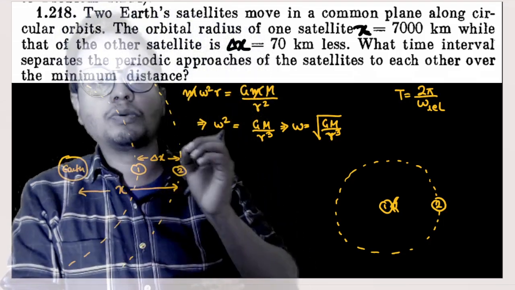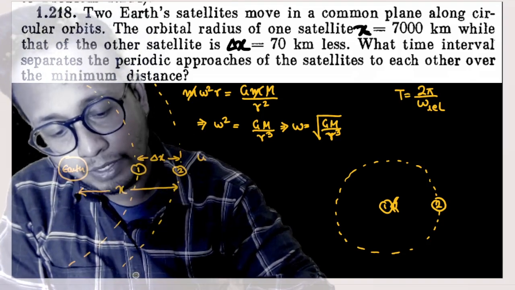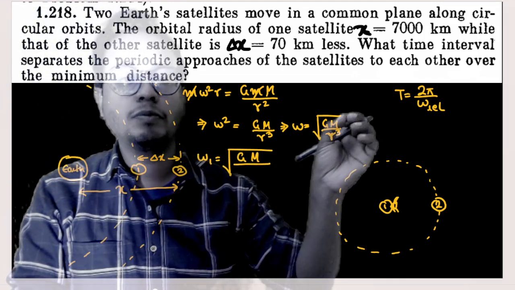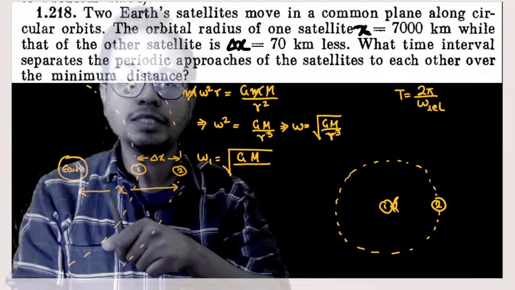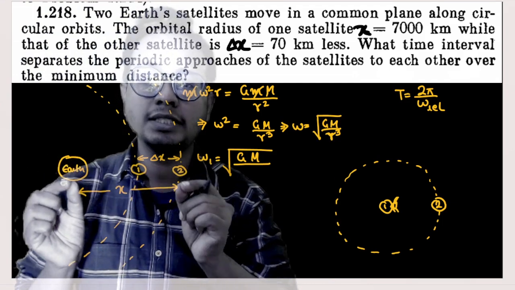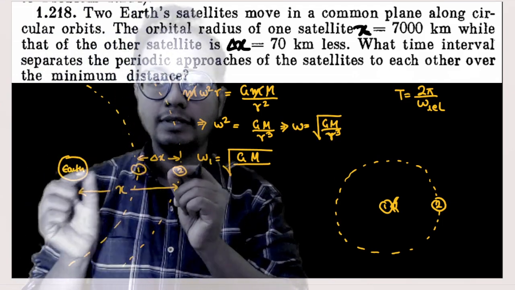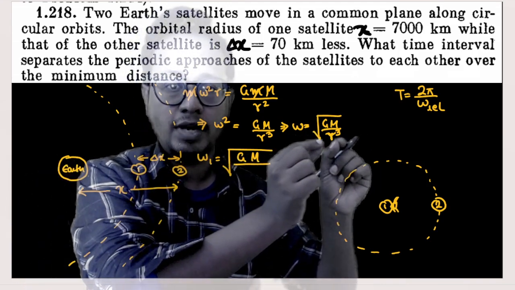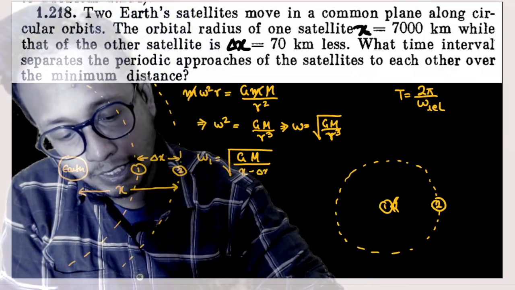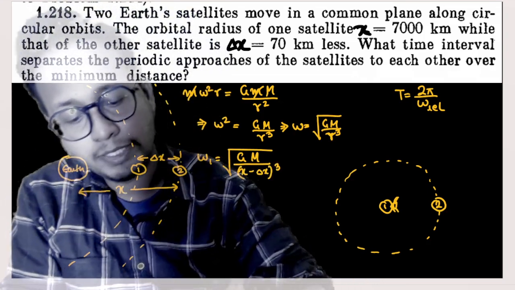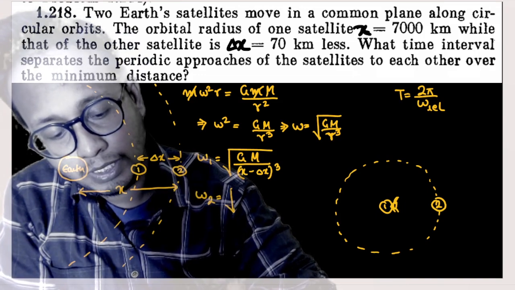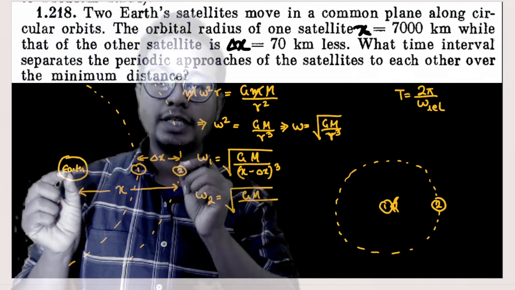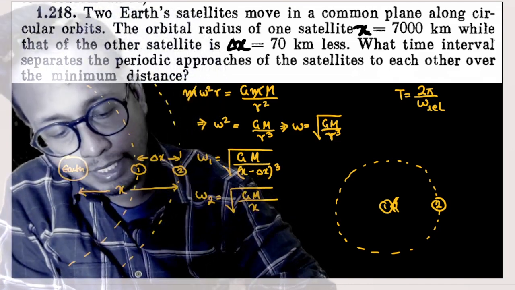So what is the orbital radius of satellite 1? Omega 1 is nothing but G into mass of Earth by r cube. R is nothing but the distance between satellite 1 and Earth, and this distance is nothing but x minus delta x, isn't it? So if we apply x minus delta x instead of r, I'll get x minus delta x whole cube. Similarly, the angular velocity of satellite 2 is nothing but GM by, how much is this distance? X only. The distance between satellite 2 and Earth is nothing but x, so GM by x cube.